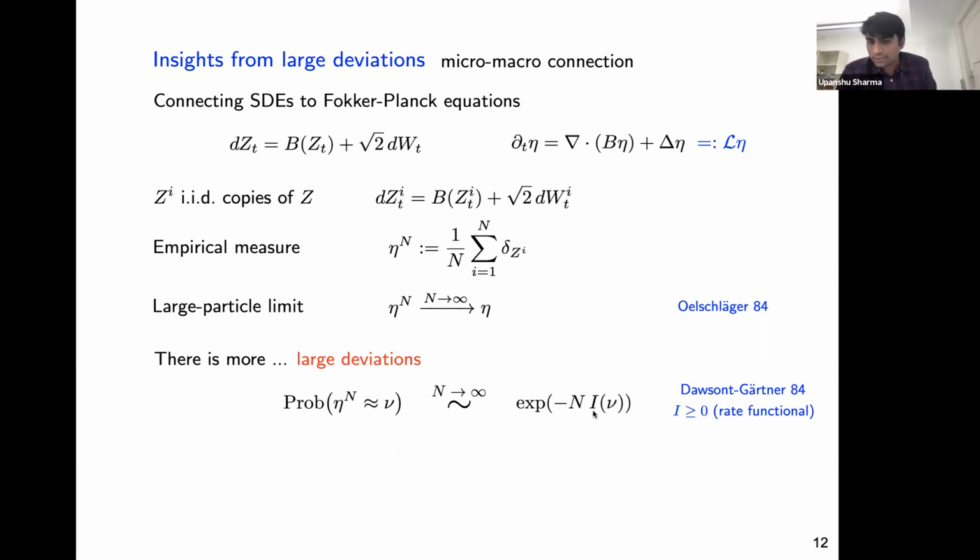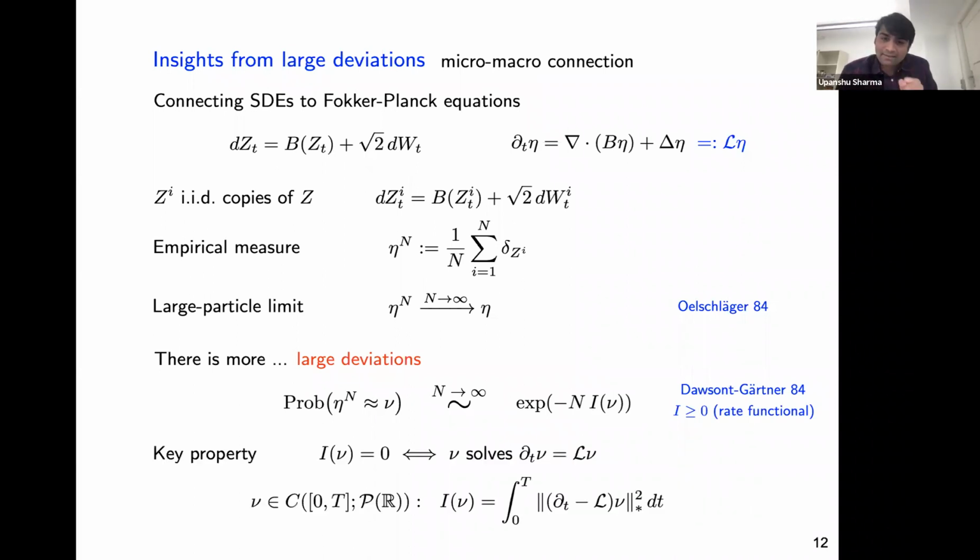And the crucial object is this I, which is called the large deviation rate functional. This large deviation rate functional is non-negative, and it is zero if and only if the object that you put into it solves the PDE that you were after. So what does that mean for us? It means the probability of not seeing eta decays exponentially fast.